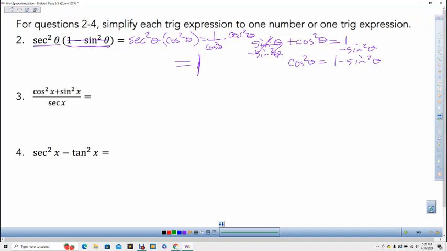All right, so number 3, cosine squared x plus sine squared x, guess what? That's still going to be 1. They're both positive in the expression. You can add them in whatever order you want to. So this is going to be 1 over secant x, which is going to be what? Cosine x.